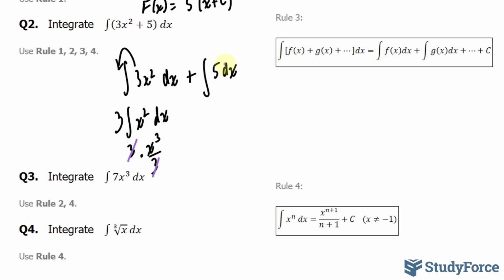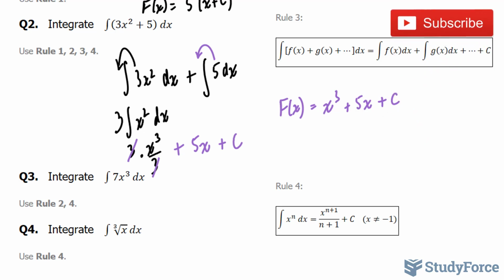The integral of 5 dx, and we found the answer to this in question 1, was simply 5x. So we have x to the power of 3 plus 5x plus c. Our final solution is big F at x is equal to x to the power of 3 plus 5x plus c. Let's move on to question 3.